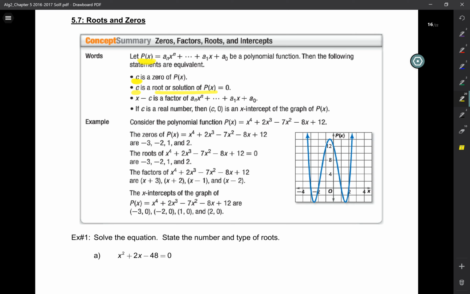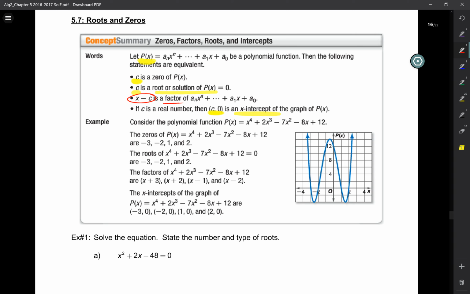They are synonyms. We're just reiterating that. So either it's a 0, a root, a solution. You can also say that that point is an x-intercept of the graph. But there is one other thing that we've touched on, and now we're just going to say it one more time just to recall. If c is a solution, then x minus c is a factor.